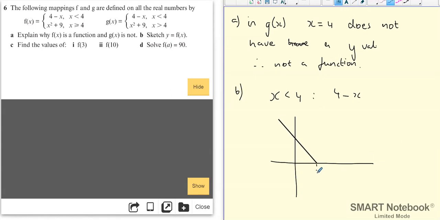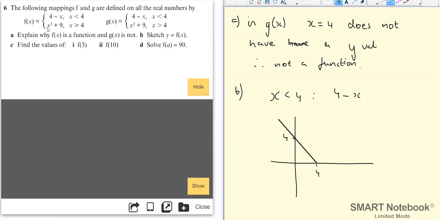And that point there is 4. And this point here is also 4. Are we happy with that? Does that make sense for x is less than 4? So 0 is not part of the answer.